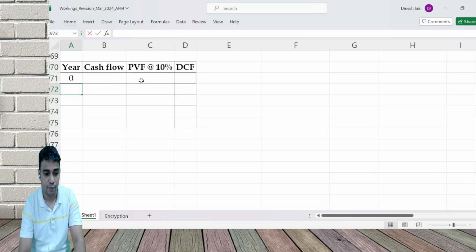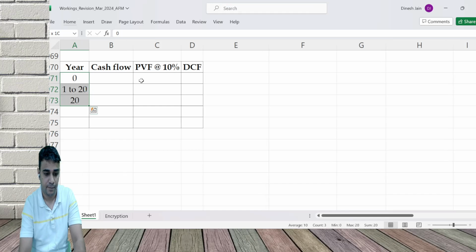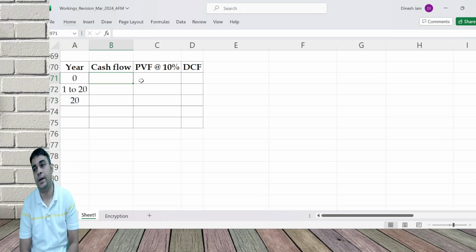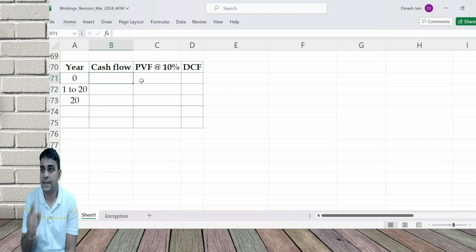Year 0. How many years is the life of the first plant? 1 to 20, at the end of 20. Year 0, 1 to 20, and 20. We'll do only one plant. For the second plant, the same calculation, we'll have to repeat.